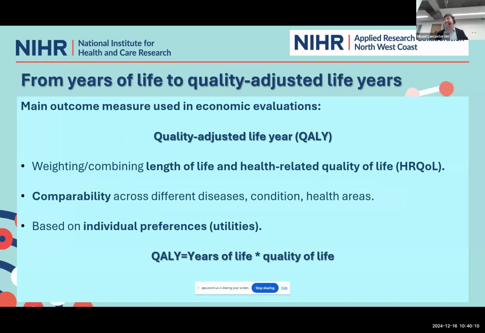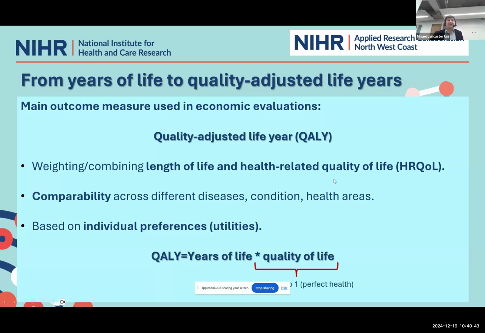Sorry, apologies. So what are quality adjusted life years? The quality adjusted life year is years of life multiplied by quality of life. So it's a weighted combination of the length of life times the health-related quality of life, which is picked up by a questionnaire. So as Valerio said, this helps comparability across different diseases and is based on individual preferences.